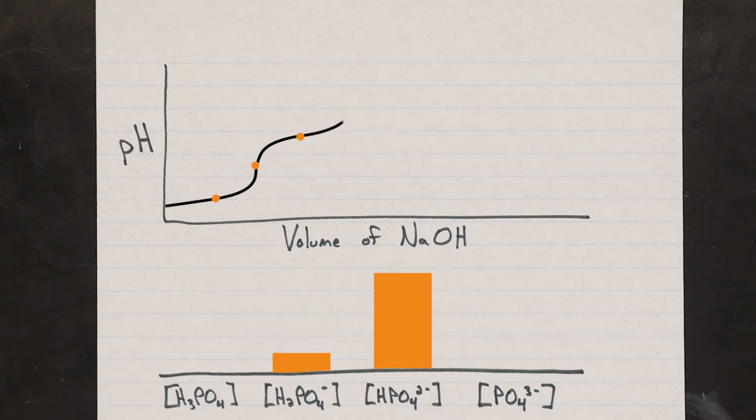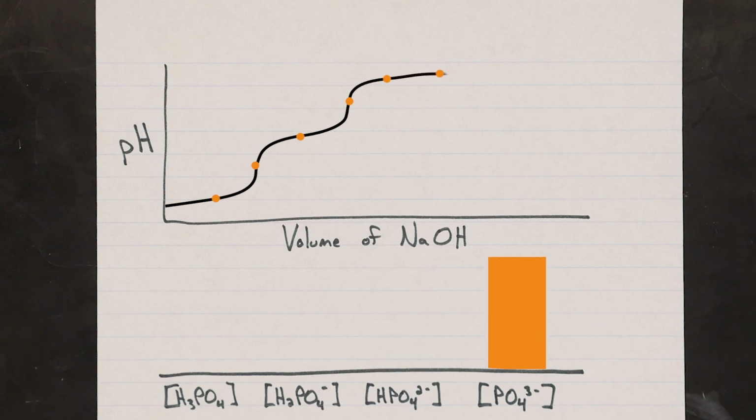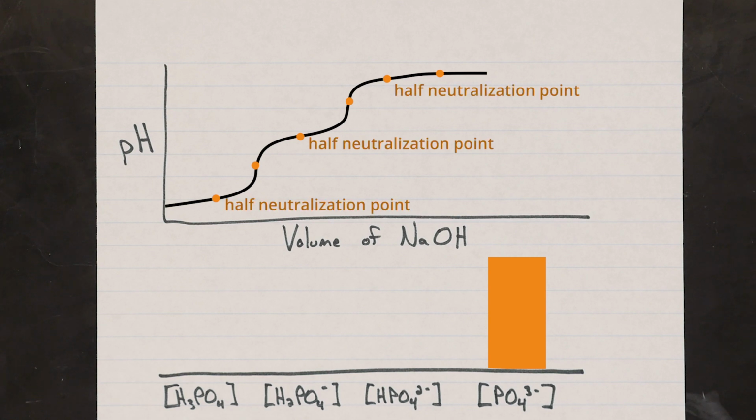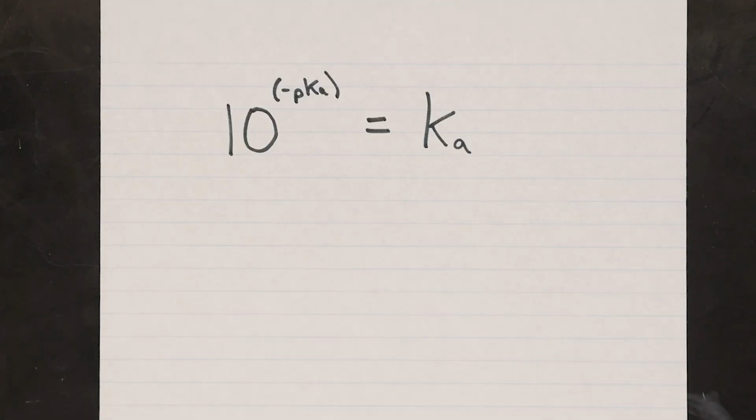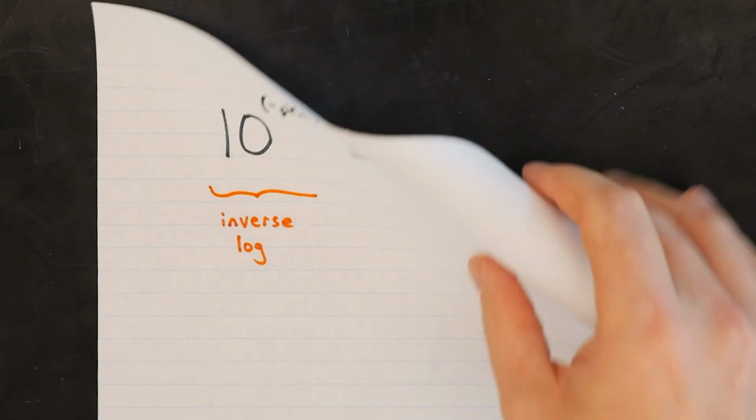Since there are 3 protons to lose, there are essentially 3 steps to this plot, and we'll be left with something that looks like this. So, to figure out our acid strengths for each of the phosphoric acid and dihydrogen phosphate, we simply need to plot our data and find those half neutralization points, since we know that pH is equal to pKa at these points. All we'll need to do is calculate the inverse log of the pKa to get the Ka, and we're done.